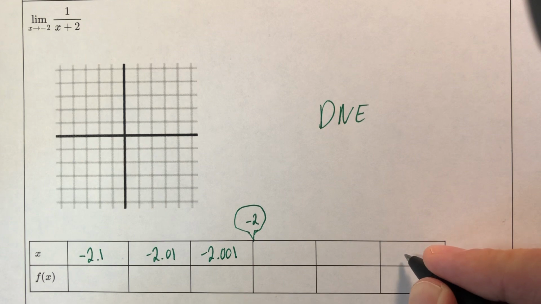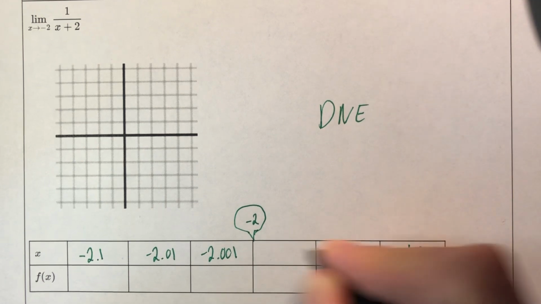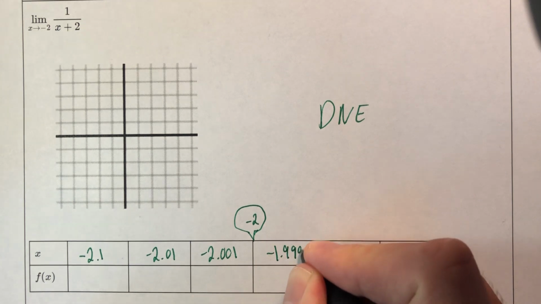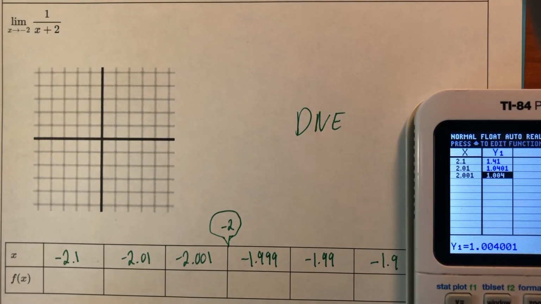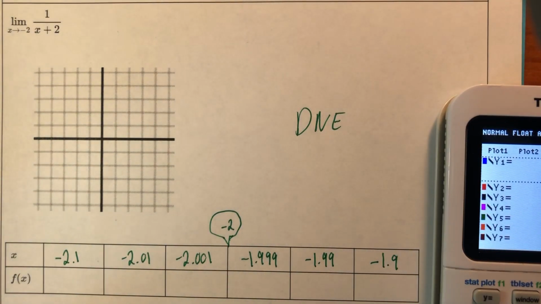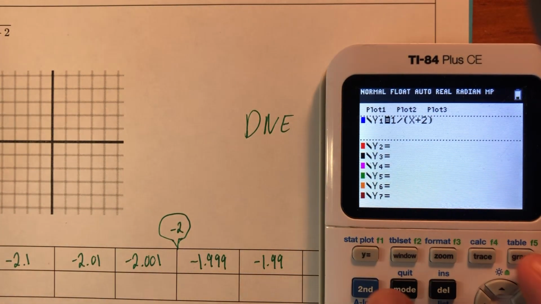We're going to sneak up on negative 2 from the right, and we will use a calculator. So here we go. As I type this in, keep in mind that the denominator needs to be in parentheses. There we go. Now you can see it. And we're going to go to the table.